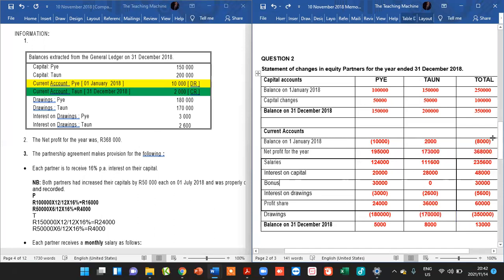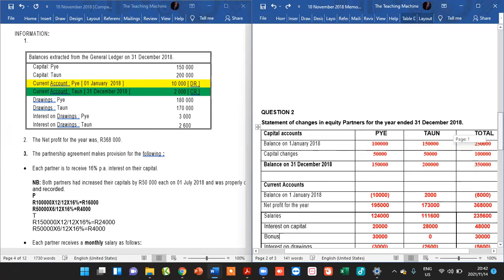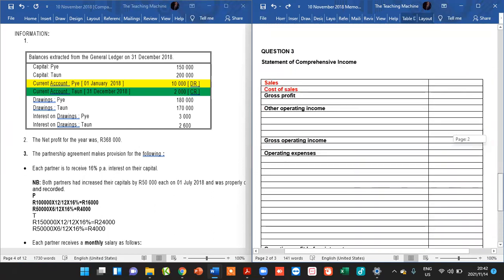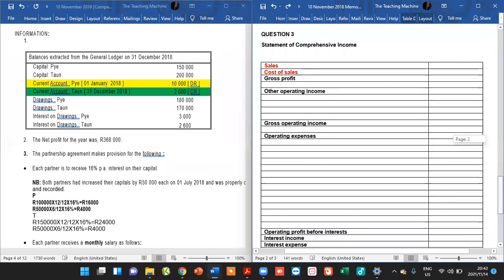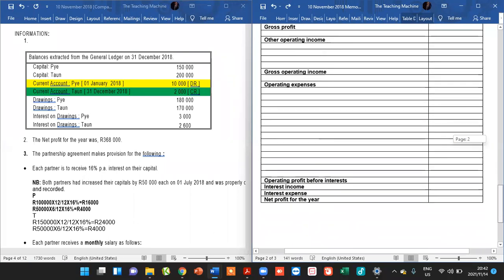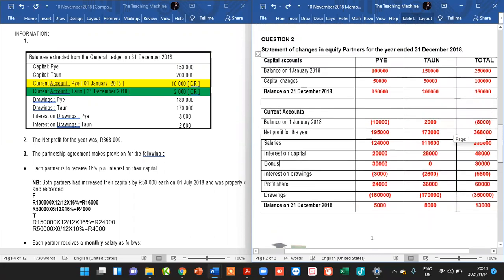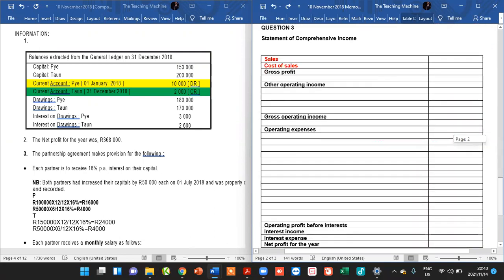So we are done with the statement of changes in equity. When we meet tomorrow, we're gonna do the statement of comprehensive income. So this one needs more energy. So for now, let's call it a wrap for today. Tomorrow when we meet, we're gonna start with the statement of comprehensive income.